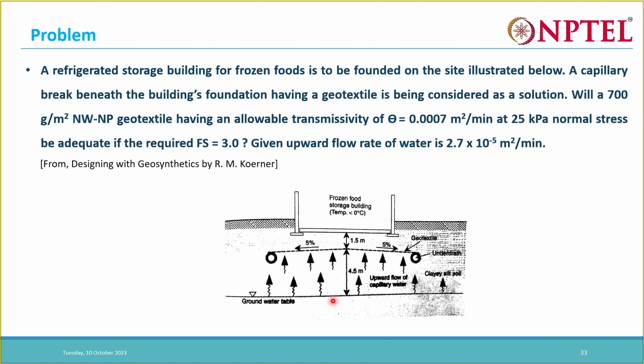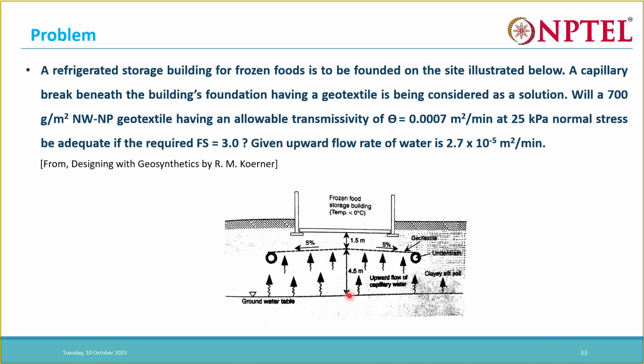So here was another problem. Here we have a frozen food storage building where the temperature is less than 0.5, and the groundwater table is there, and it was observed that there is upward capillary flow of water. If the water reaches this portion, and the temperature here is very low, what will happen? The water will freeze. If water freezes, it is going to expand, and it will damage the structure. It will cause problems.